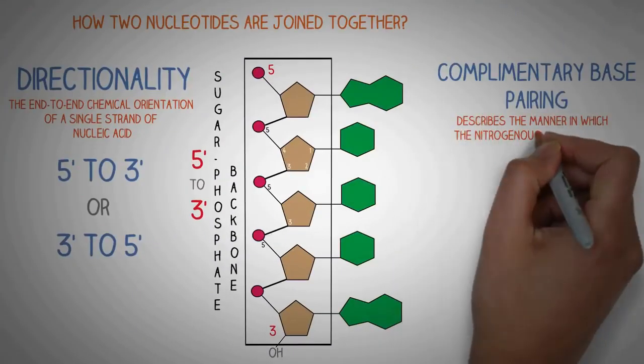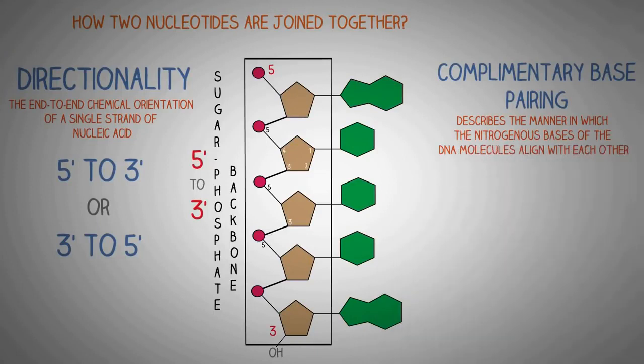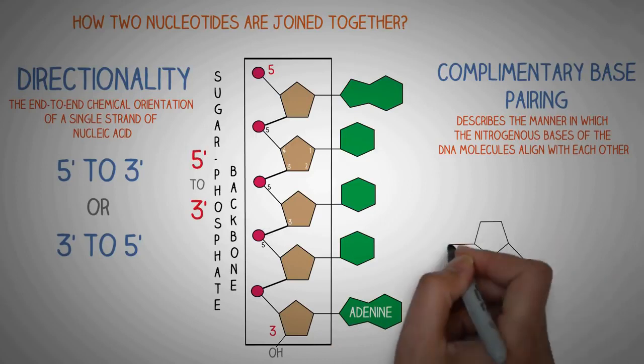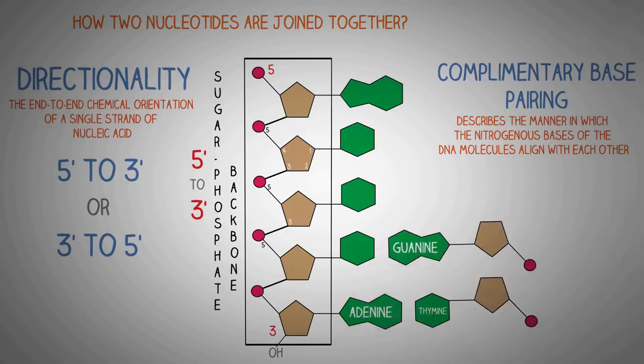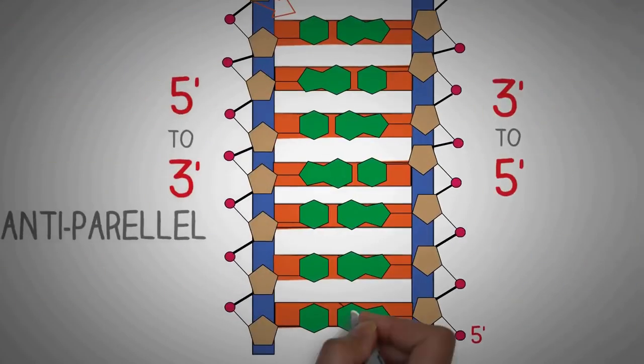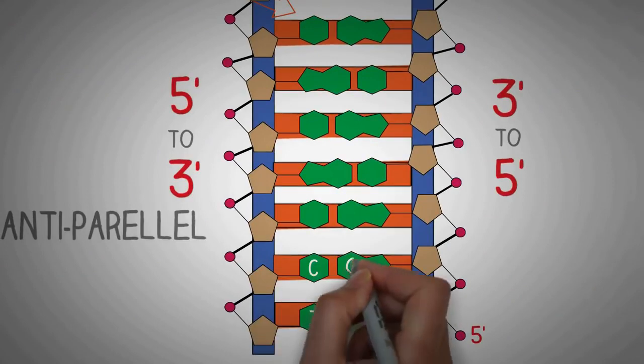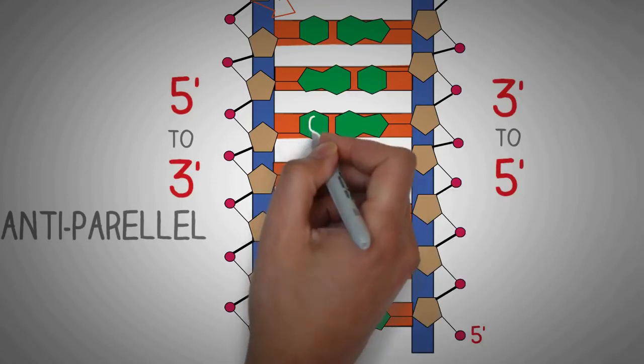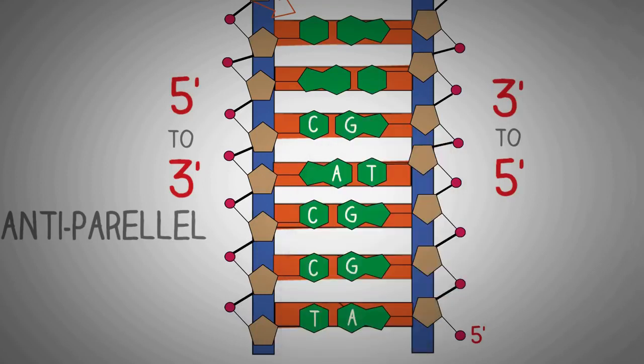Now the next important thing for you to understand is the complementary base pairing, which describes the manner in which the different nitrogenous bases of DNA strands align with each other. So it basically means that the base adenine pairs always with the base thymine, and the base guanine always forms hydrogen bonds with the base cytosine. You can see this rule in action in the DNA stepladder model, where you can see that the base A always pairs with the base T and the base C always pairs with the base G. These bases are essentially forming the hydrogen bonds in the center, which holds these two strands of the DNA together.